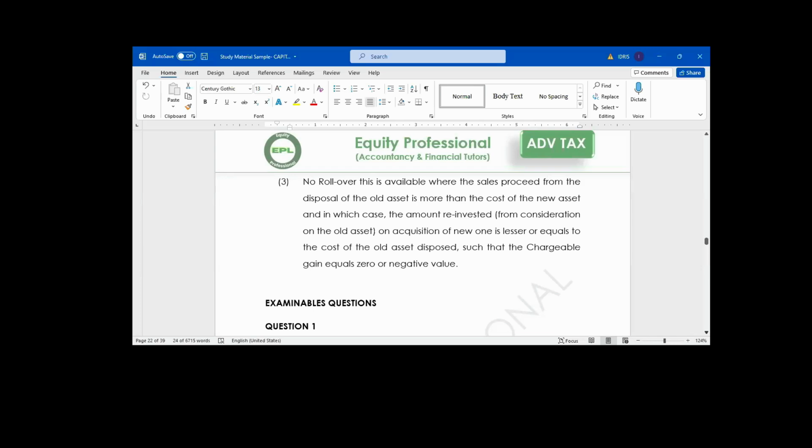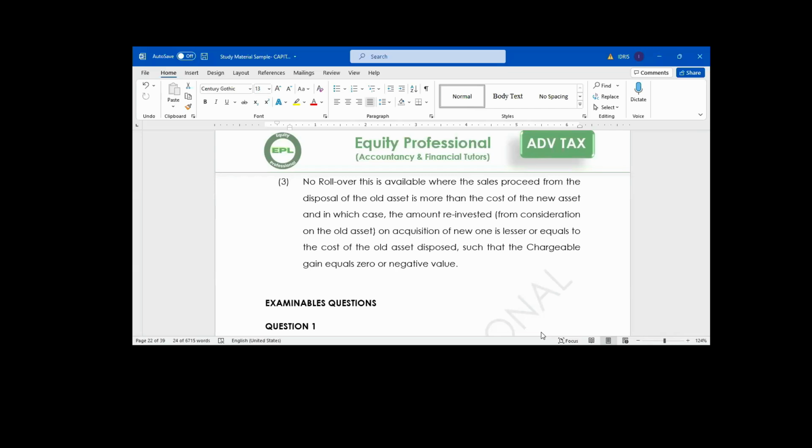What type of rollover? Full rollover. Because the amount I invested in the purchase of new assets is greater than what? Sales proceeds of the old asset, and is also greater than cost of acquisition of the old asset.